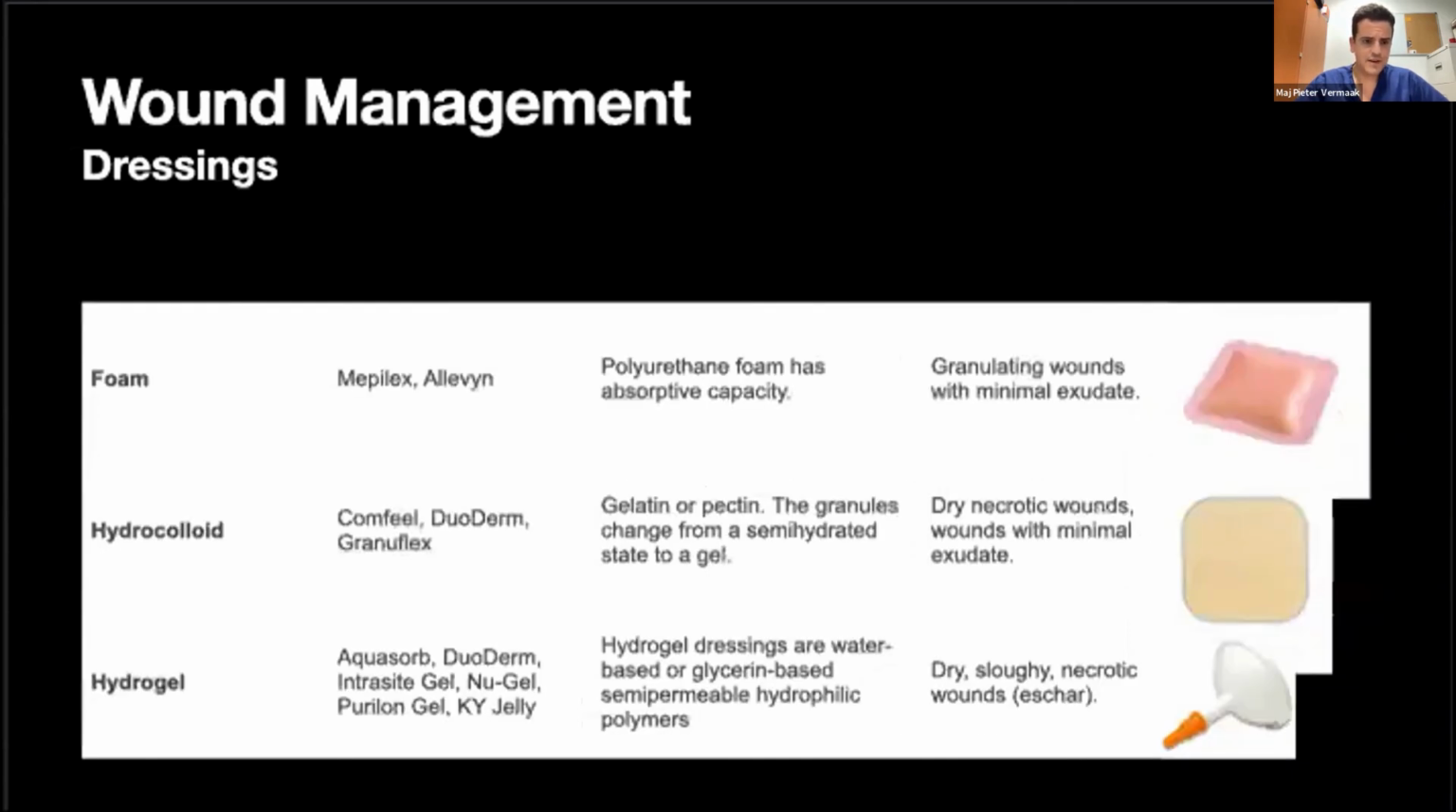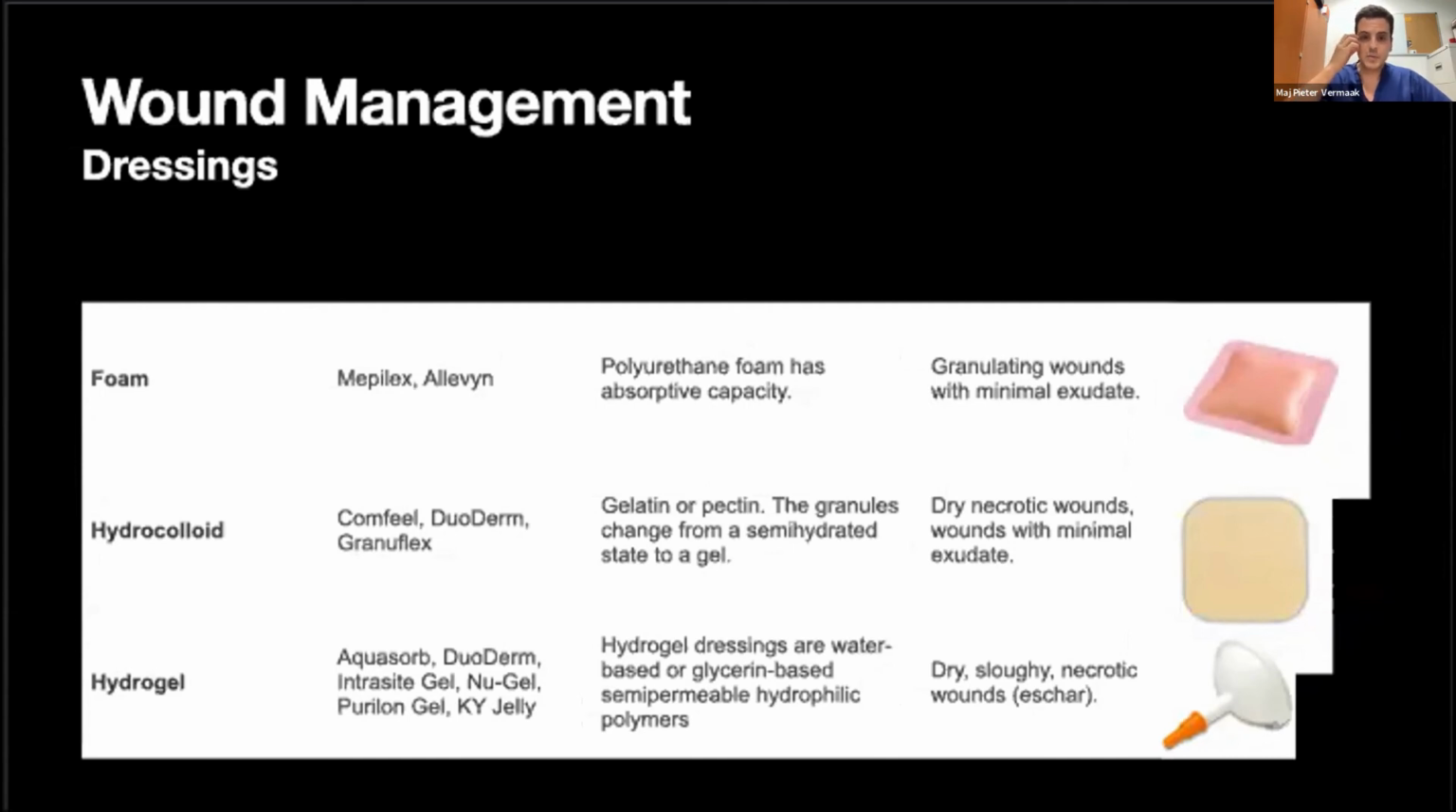You've then got foam dressings like Mepilex or Allevyn Leave-In. They have a non-adherent side on the one end and a nice spongy bit that soaks up the moisture. So you want to use those for wounds that have minimal exudate. So wounds that aren't putting out a lot of fluid, that can just be sucked up by that sponge.